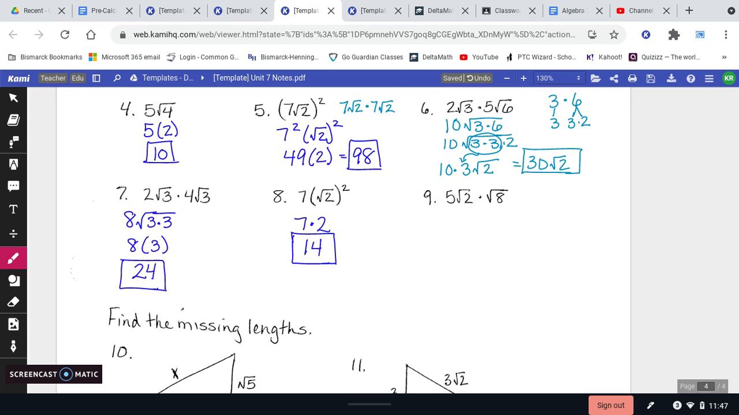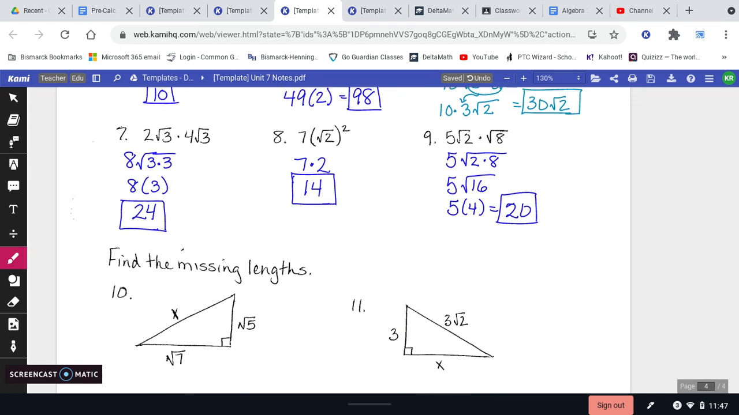Okay, number 9, 5. And then I have the 2 times the 8. So again, I can take this 8 and start breaking it down. This one, however, 2 times 8 is 16, so square root of 16. So you might say, well, that's a perfect square, I don't have to mess with the factor tree. And you're right, you don't. 16 is a perfect square. You know that that's 4. So 5 times 4, and you get 20.